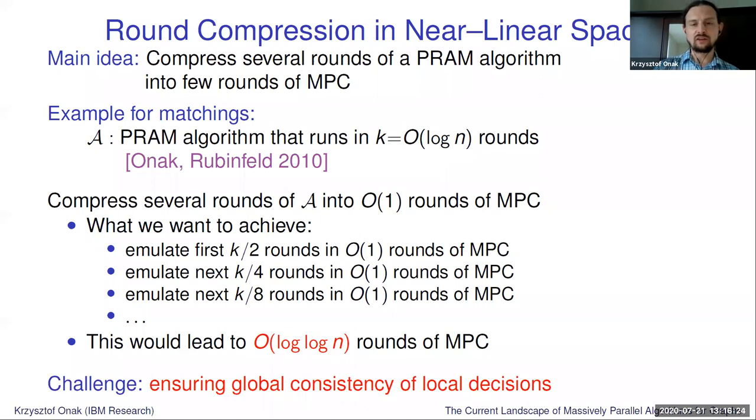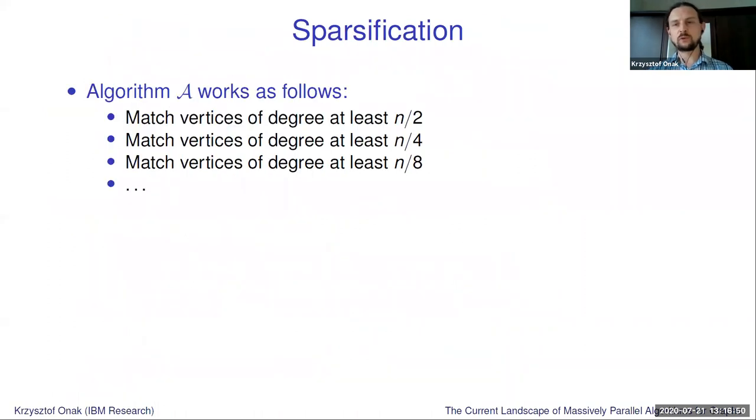One challenge with all those algorithms is ensuring some global consistency of those local decisions. Because you're simulating several rounds of the same distributed or PRAM algorithm on different machines, making sure that the decisions they make combine into a correct solution is a problem. One important feature of all those approaches is that they use a sparsification of the input graph in one way or another.